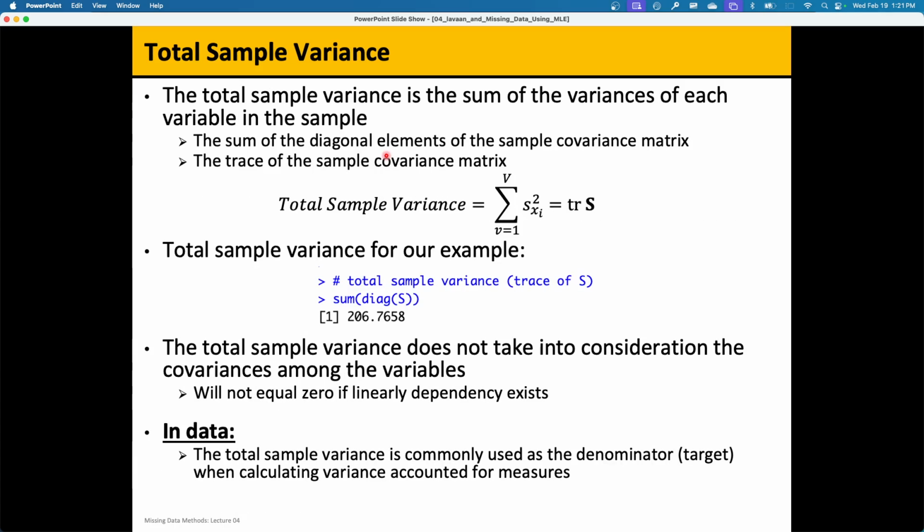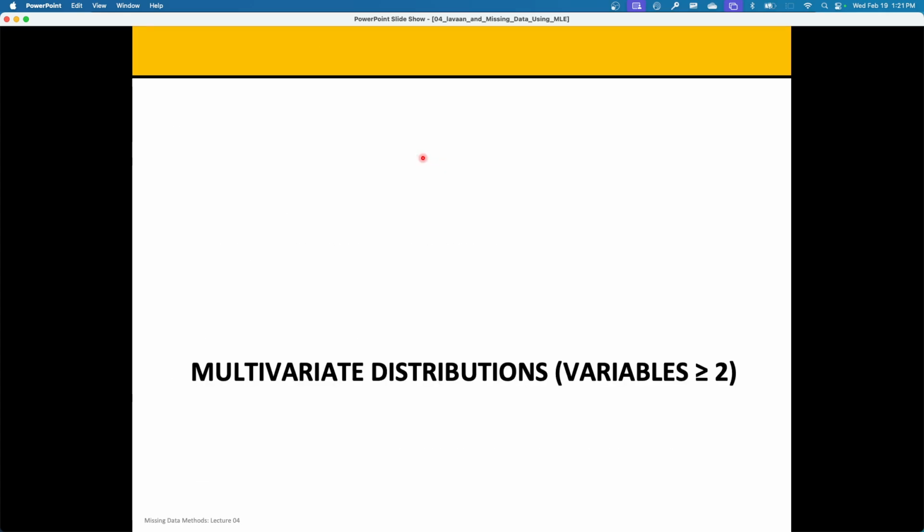Similarly, the trace of a matrix is much easier to calculate. I'm not even giving you the formula for the determinant, but for the trace, you sum up the diagonals of the matrix. We call that the total sample variance. It's often used when we look at variance-accounted-for measures, often in exploratory factor analysis and so forth.